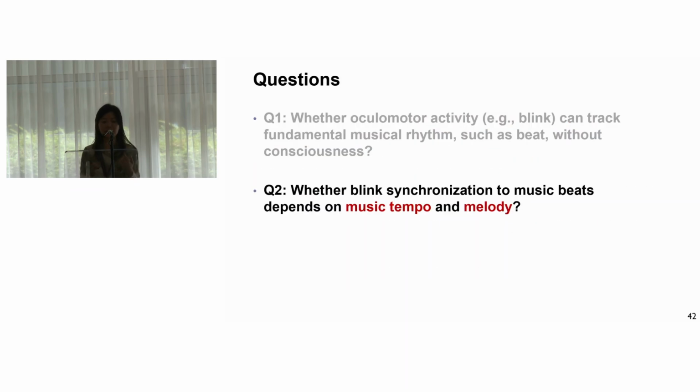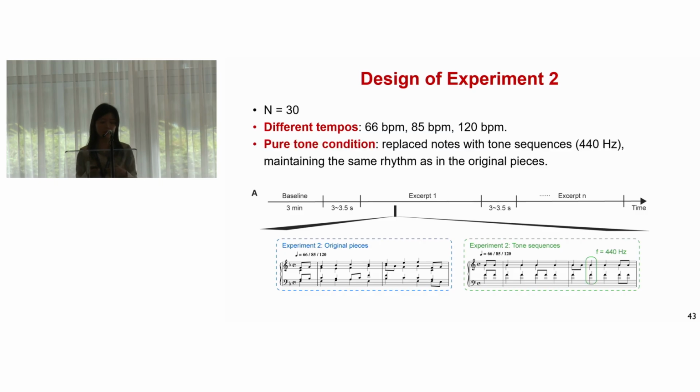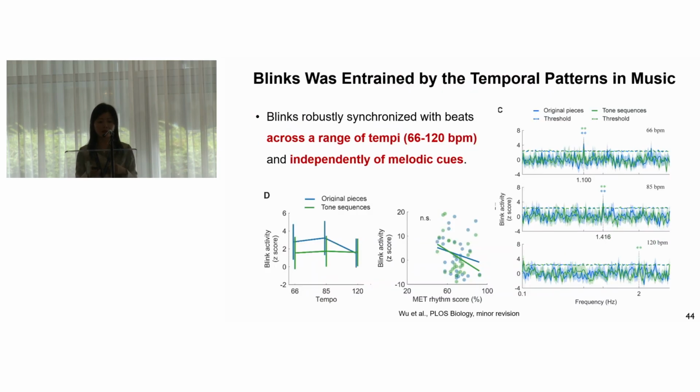And next, we found a new phenomenon, so what's the boundary of this phenomenon? Does it depend on musical tempo or on the melody? So we did a second experiment. In this experiment, we have 3 tempos, from slow to medium to fast, and we also have pure tone conditions, where we replace the musical notes with a pure tone sequence, maintaining the same rhythm as the original ones. So here is the result.